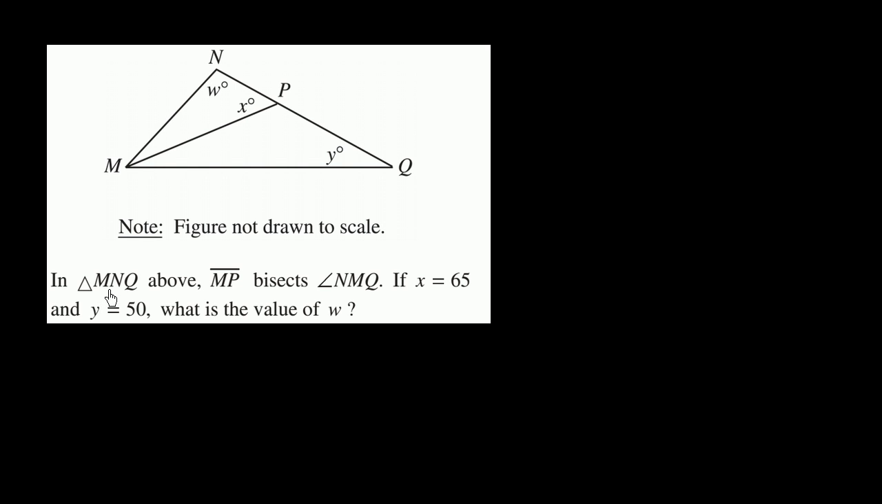In triangle MNQ above, segment MP bisects angle NMQ. So this bisects the angle. So that says that the measure of this angle is going to be the same as the measure of that angle right over there.